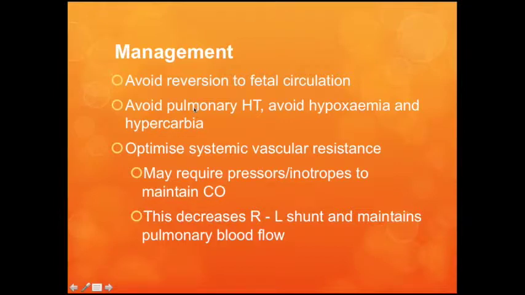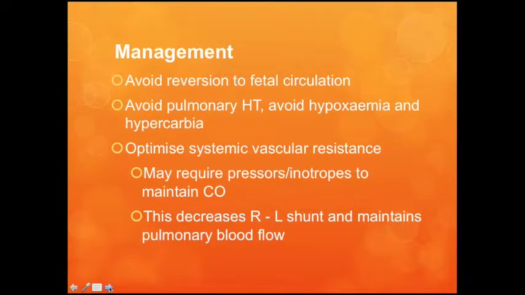So to avoid pulmonary hypertension, all we can really do if we're ventilating these babies, and this includes when they're coming for surgery, is to avoid hypoxemia and hypercarbia. So we need to try and keep their oxygen level and their CO2 levels in the normal range. And sometimes we need to optimize the systemic vascular resistance by giving them inotropes such as dopamine, because that will stop the shunting of the blood from the right side to the left side, and that can help also improve the pulmonary blood flow, and the more blood flow through the pulmonary circulation, the better the oxygenation.